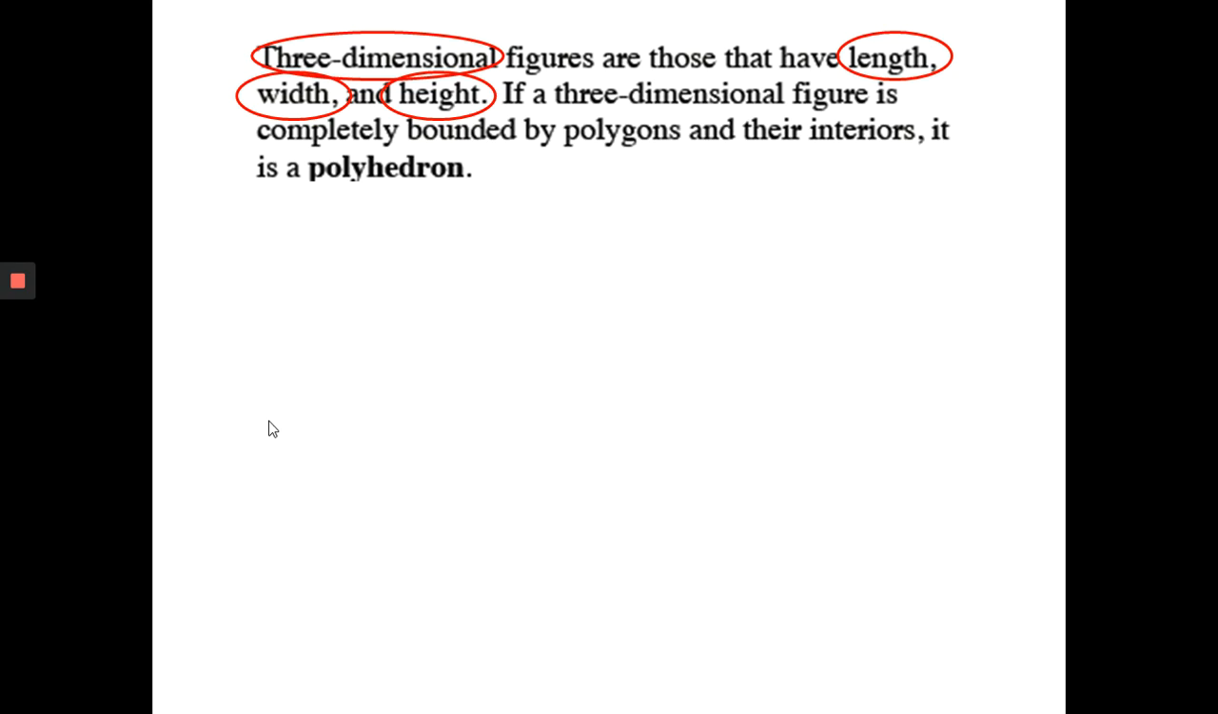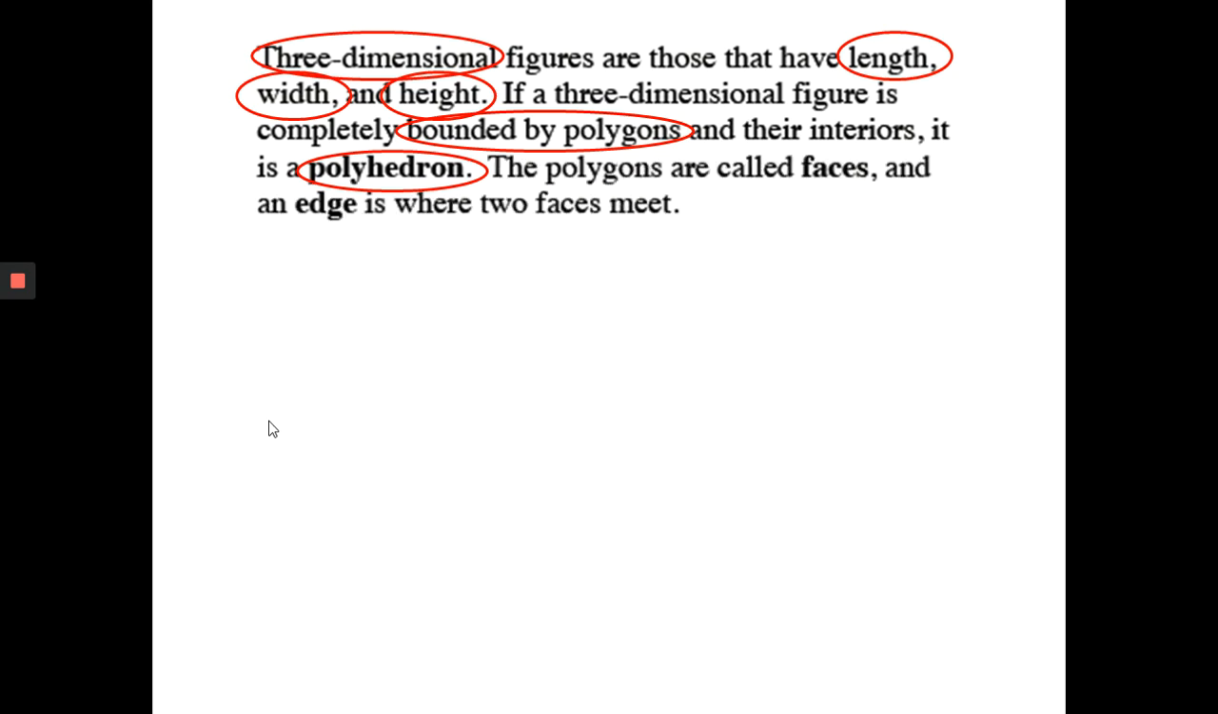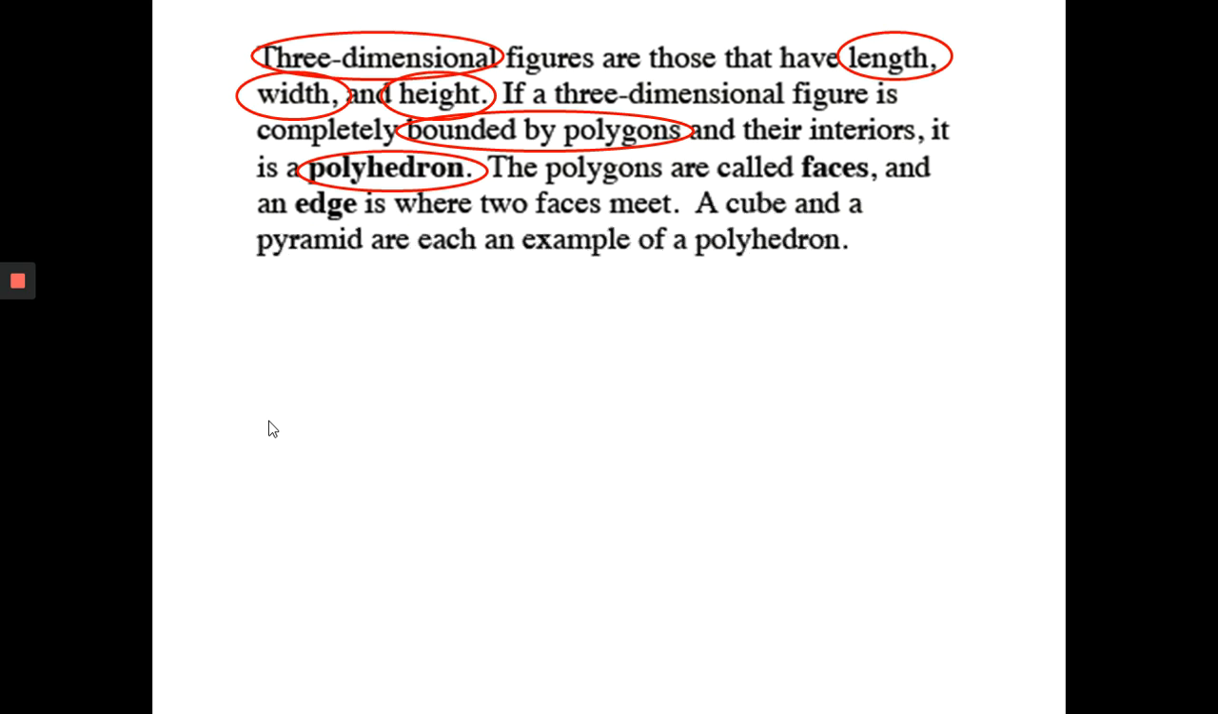So a 3-dimensional figure that's bounded by a bunch of polygons and the interiors of the polygons is called a polyhedron. Okay, so those polygons are what we're going to focus on today. All right, so there are 2 types of polyhedra. One of them we're going to focus on, but we're going to identify 2. The polygons that make up a polyhedron are called faces, and where they meet is called an edge.